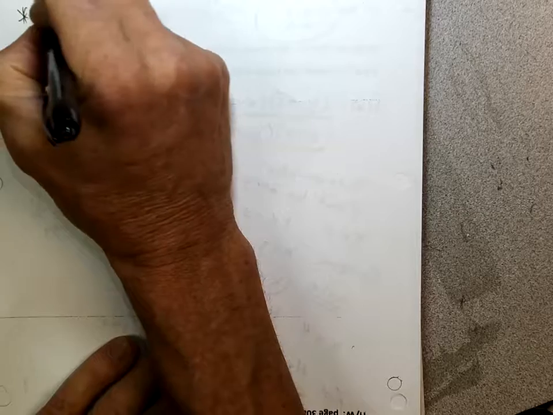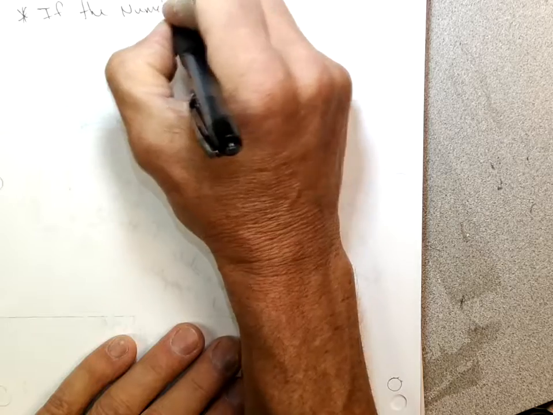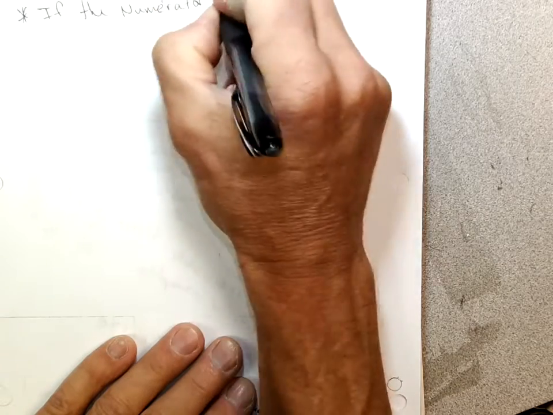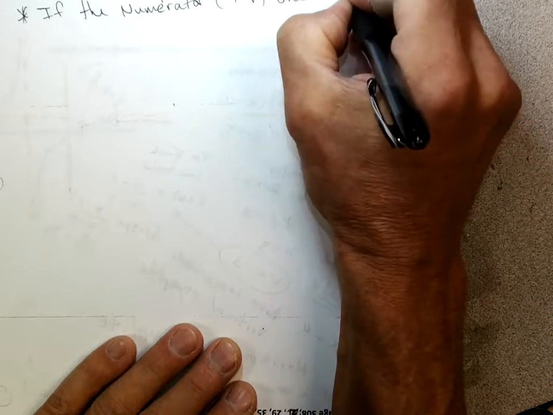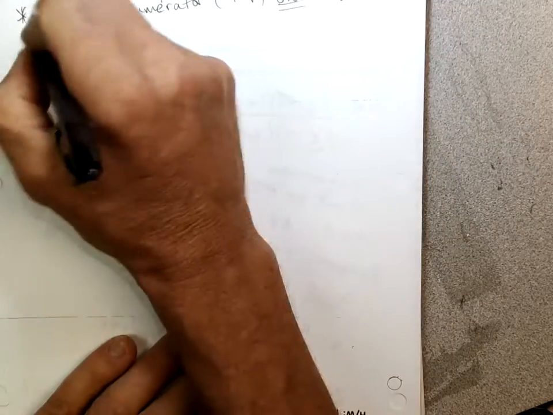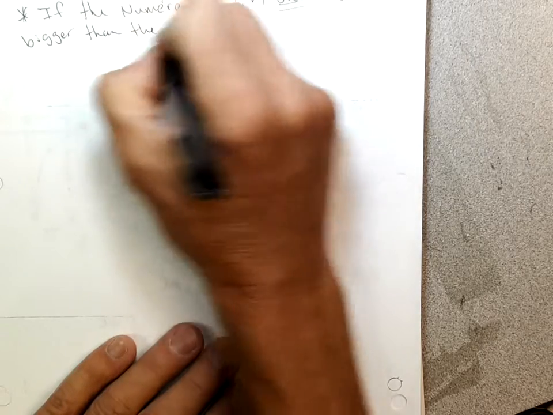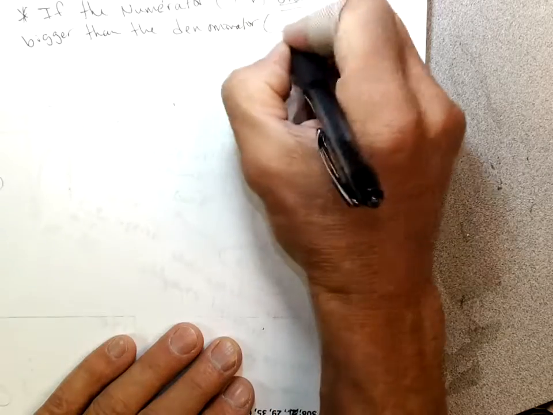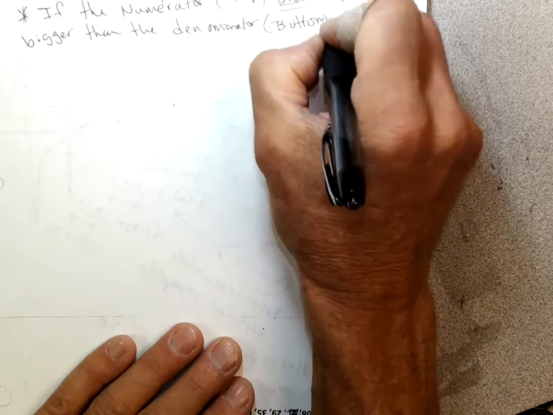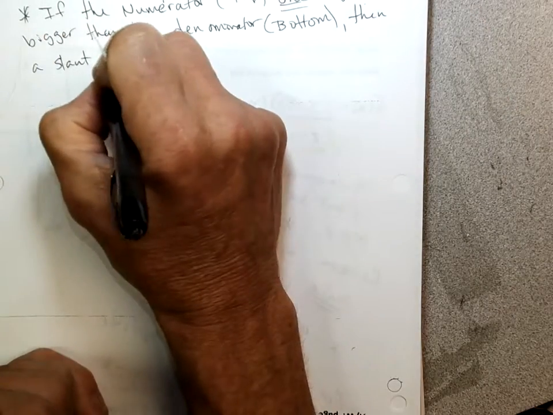Now, remember this. I'm going to write this down. If the numerator, that's the top part of the fraction, is 1 degree bigger than the denominator, that's the bottom part of the fraction, then a slant asymptote exists.